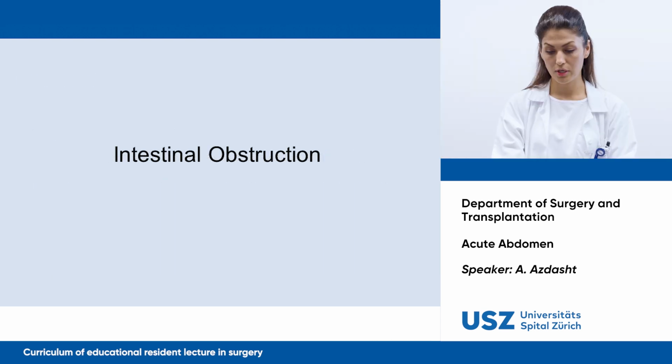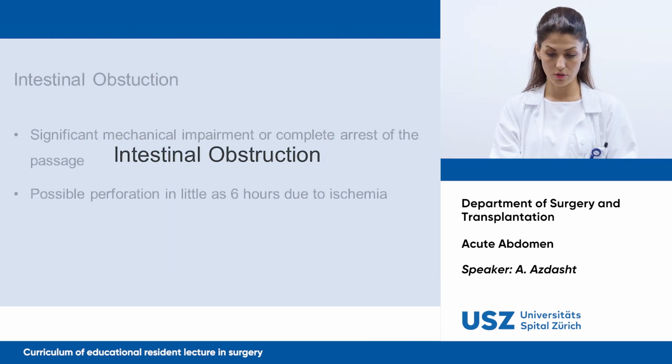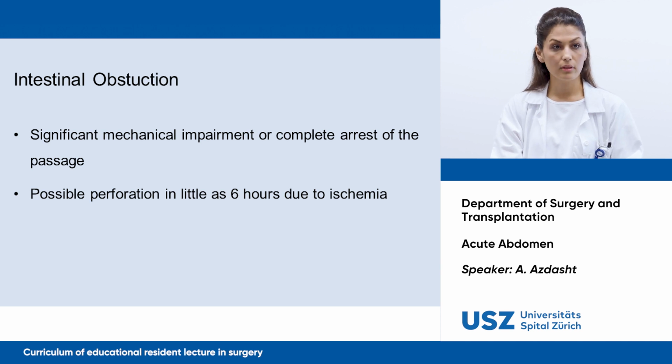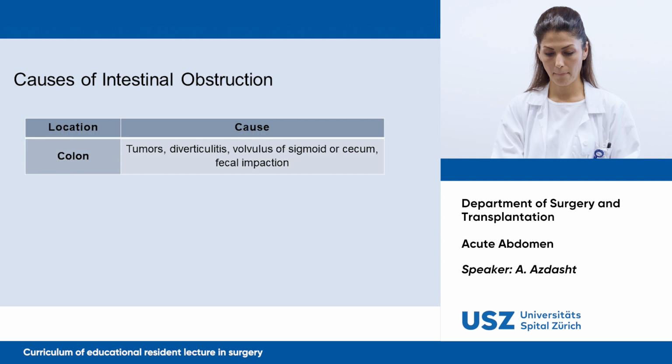The next clinical picture I would like to talk about is the intestinal obstruction. It is a significant mechanical impairment or a complete arrest of the passage. And why it is so dangerous is because perforation can occur in as little as 6 hours due to the ischemia, so we do not have a lot of time. You can find the obstruction in the colon because, for example, of tumors, can be a volvulus. It can also be a diverticulitis causing this obstruction.